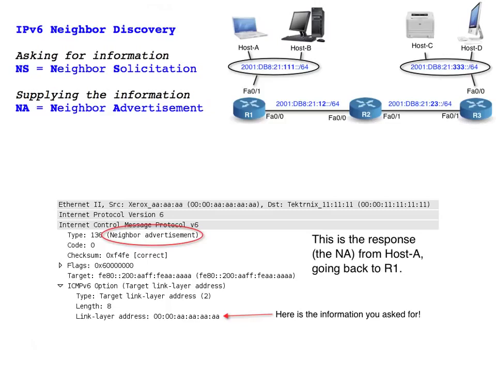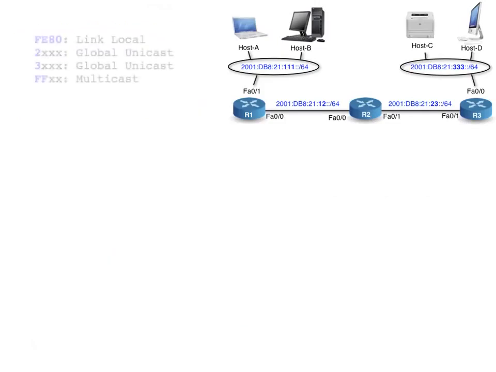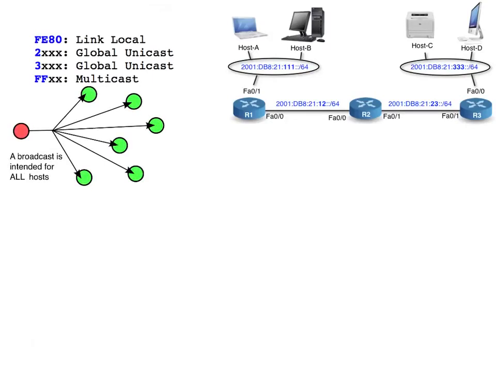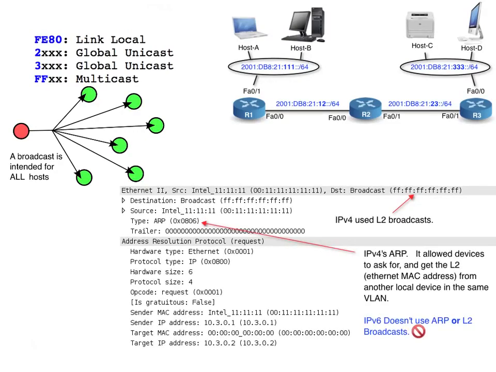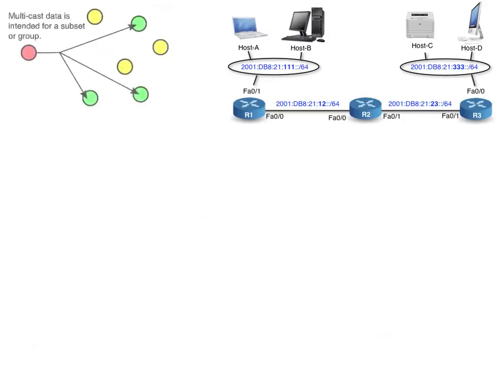The second piece is multicast. Multicast is really simple. It's not broadcast. A broadcast would be all devices. In IPv4, we had broadcasts. It was the all ones layer 2 address. In IPv6, we do not have broadcast anymore. Instead, we're going to have devices join multicast groups.